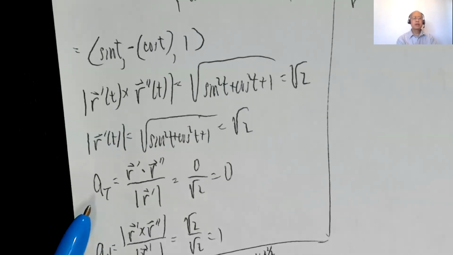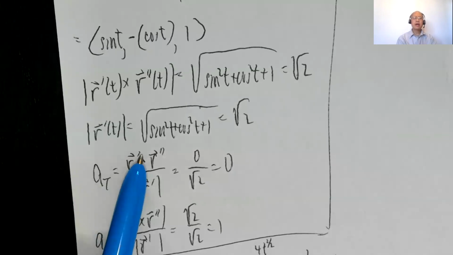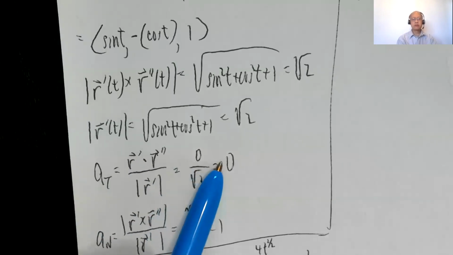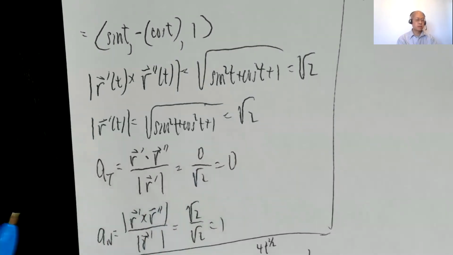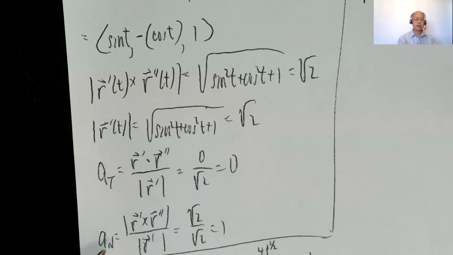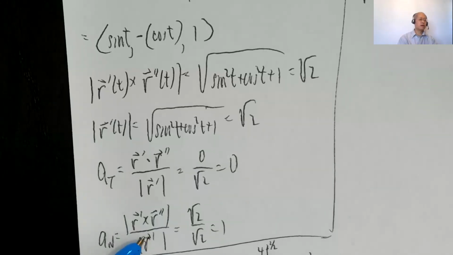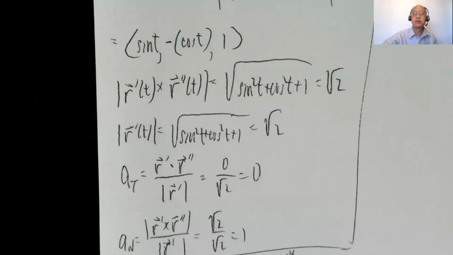So by formula, put that on your formula sheet. a sub t, the tangential component, is the dot product divided by the magnitude of r prime, 0 over radical 2, which is 0. And the normal component is the magnitude of the cross product over the magnitude of r prime, radical 2 divided by radical 2. And so the answer is just simply 1. So that's how to find tangential and normal components of acceleration for one particular problem. All right, so that is it for section 13.4.